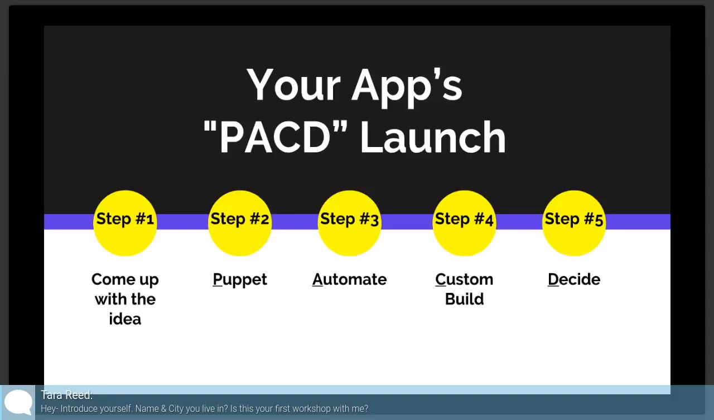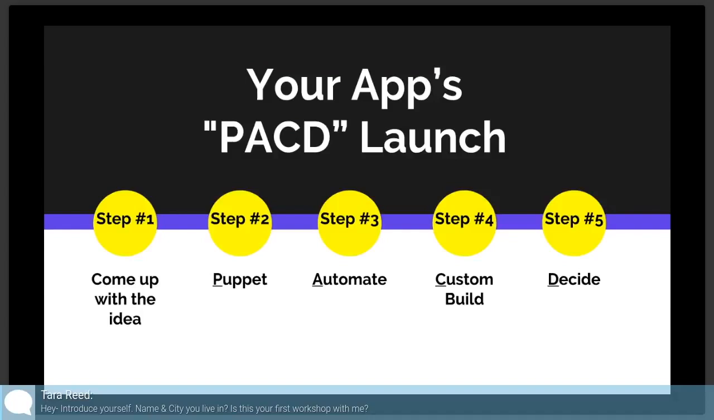So when you think about your paced launch, there are all of these separate steps. You puppet the app, you automate it, and then you can custom build it and then decide, do I want to build with code? Do I want to continue hiring developers? What do I want to do, right? You get to make all those decisions about your next steps for your company. But by the time you get to step 5, you already are generating real revenue. You already are getting real customers. You might even have investors on board, whatever it might be. And it's easy for you to make that decision, right?